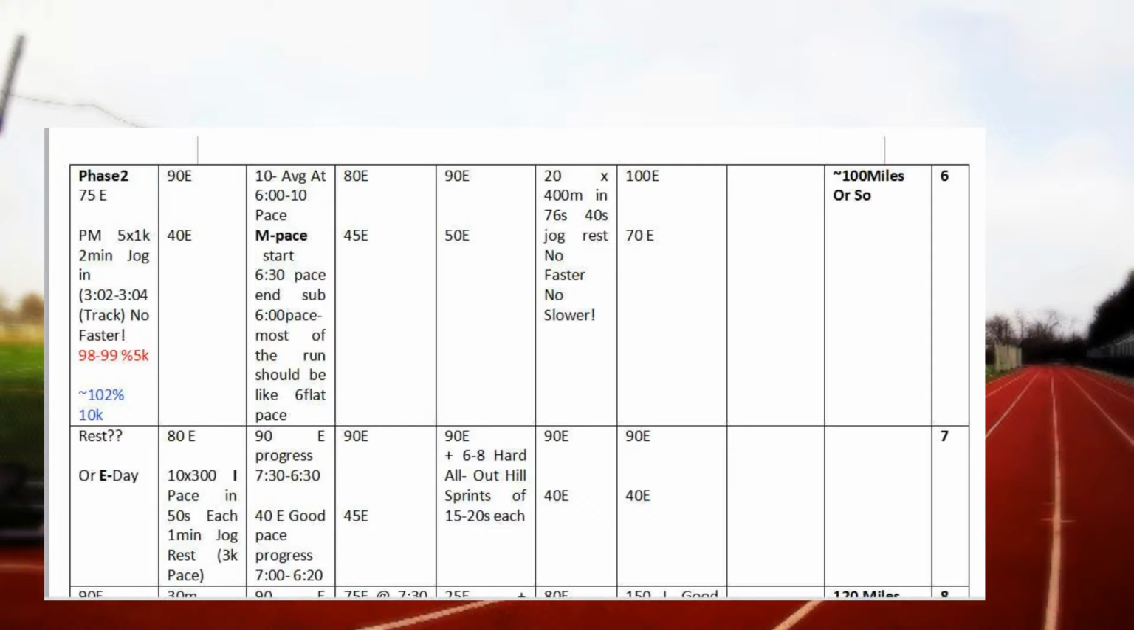What that means, this workout is specific to a 5k, 10k, but this is why I say you don't go faster than the prescribed paces, because 3:02 to 3:04, that's good speed for a 10k because it's faster than 10k.